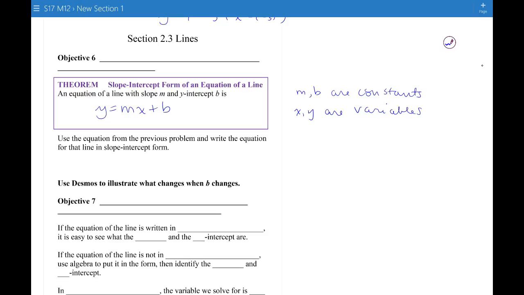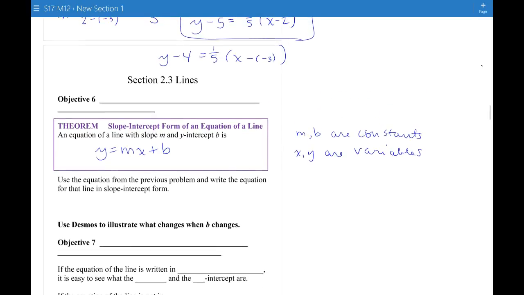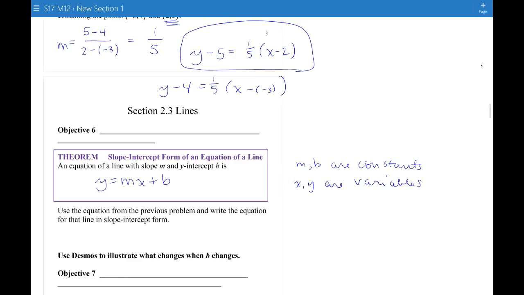So let's use the equation from the previous problem and write the equation for that line in slope-intercept form. So I'm going to have y minus 5 equals, I'm going to distribute the 1/5 and get 1/5 x minus 2/5. And then I'm going to add 5 to both sides to get y equals 1/5 x. Then I have negative 2/5 plus 25/5, so it looks like plus 23/5.